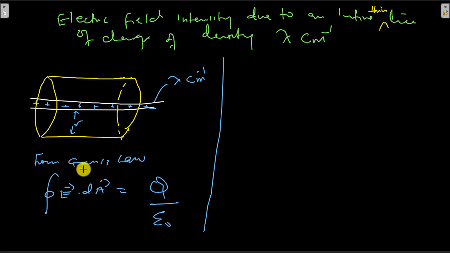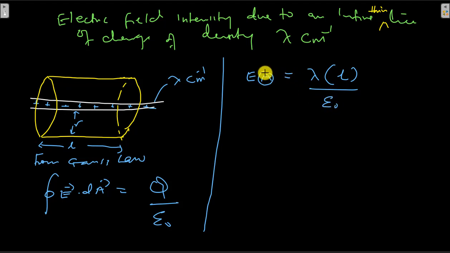Since there is symmetry, this is always going to be E times A, the area of the Gaussian surface. In this case, the charge enclosed by our Gaussian surface is equal to the linear charge density times the length of our Gaussian surface, L, divided by epsilon naught.